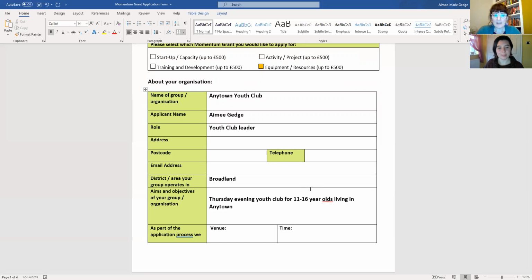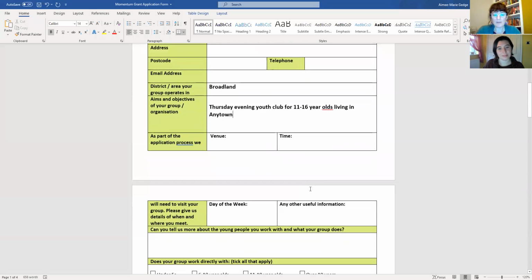Okay. So the next bit, this is going to be new to people. If you've applied for a Momentum grant in the past, then this bit is going to be new. And we're going to ask you for information about the venue, the time you meet, the day of the week, and any other useful information. This is because in the new system, we want to be able to visit groups that have made an application. And this is a chance for us to get to know you, get to know the young people that you work with, find out a bit more about the activities you run. And also, if there are any areas that you need support with, this will be a chance for us to talk about that with you.